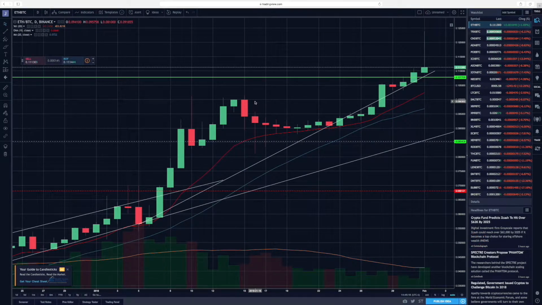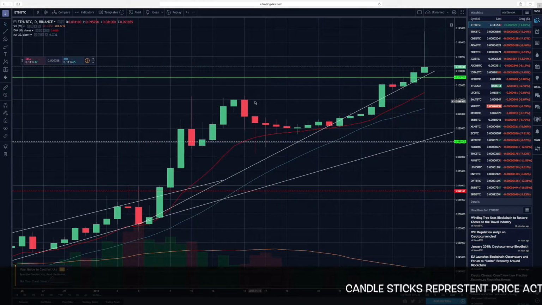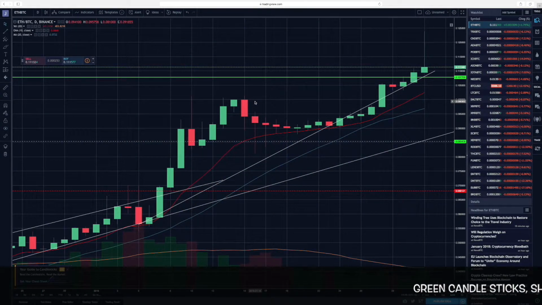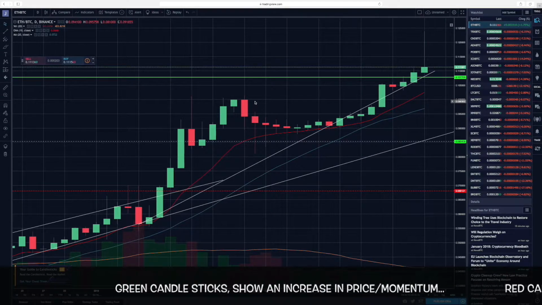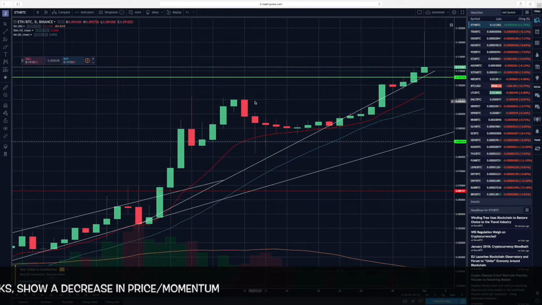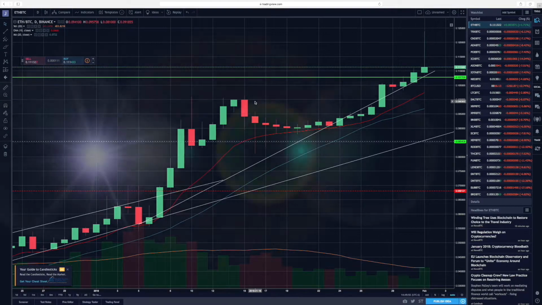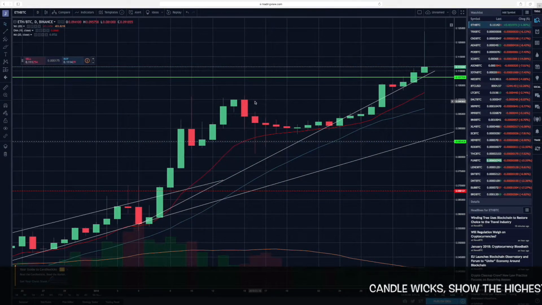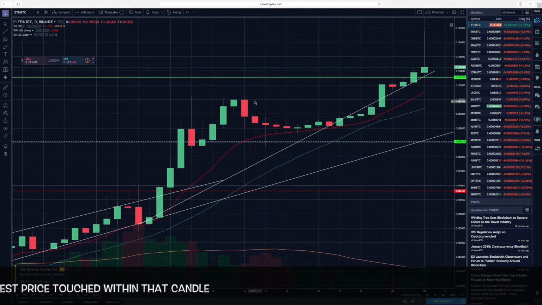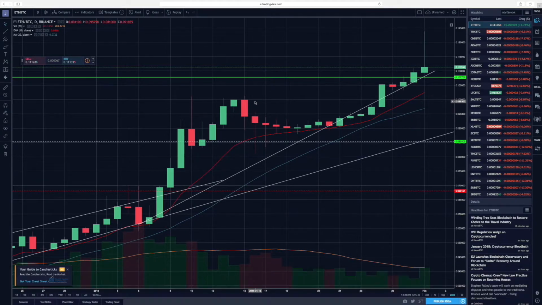So yeah, that pretty much wraps up the video. So let's go over what you should have learned from this. Three things. Candlesticks represent a time period. The second thing, there are red candlesticks and there are green candlesticks. Green candlesticks mean that there's an increase in price, increase in momentum. The red shows a decrease in price, decrease in momentum. The third thing, there are candle wicks, and the candle wicks show the highest and lowest price touched during that hour. Not necessarily meaning open or closed, just touched. But yeah, those three things are what you should have taken from this video.